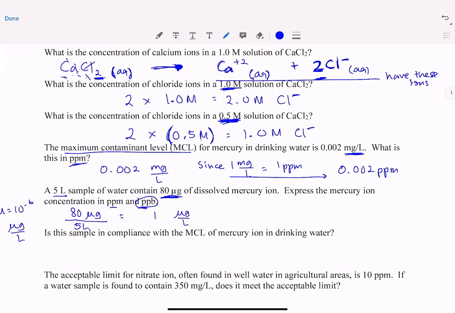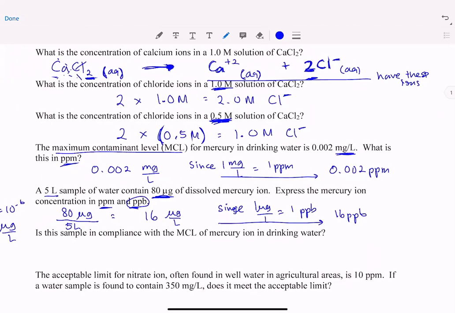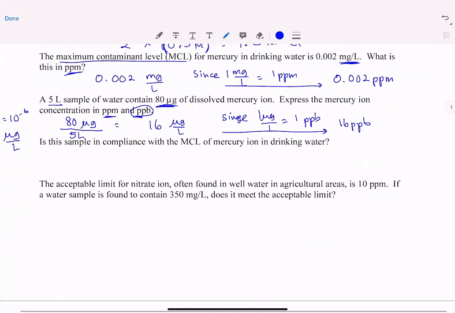So this is 16 micrograms per liter. Since 1 microgram per liter is equal to 1 part per billion, 1 ppb, we are going to have this as 16 parts per billion. Now, if you want to get this to parts per million, remember the stepwise conversion to get from parts per billion. So I'm going to go here.